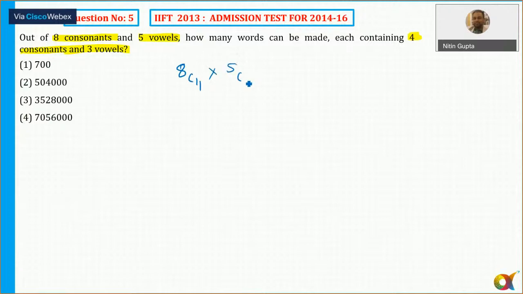3, order this. And I have selected 7 letters, but these 7 letters can arrange themselves in 7 factorial ways here. So the answer should be what here? I can say 8C4 into 5C3 into 7 factorial. तो देखो अब इसमें से 7 factorial, if you solve this, you'll get the answer as nothing but that is option number 3, that is 3528000. Any doubts to anyone now?